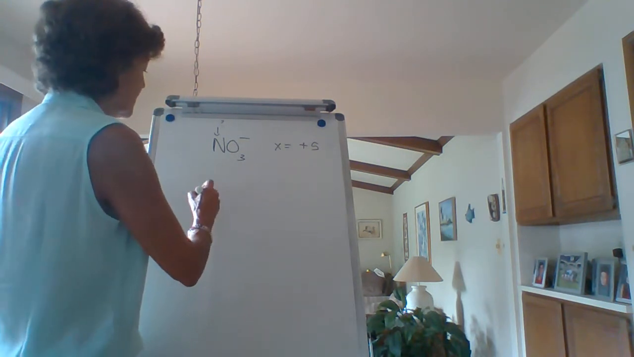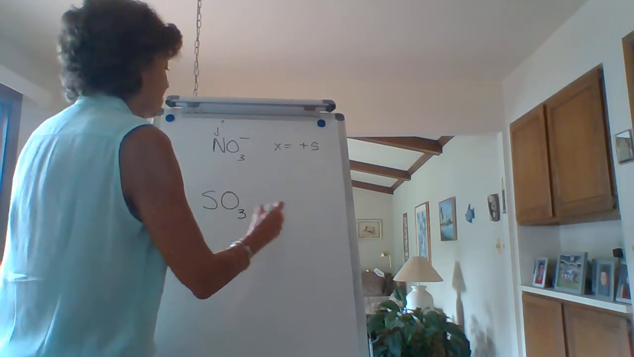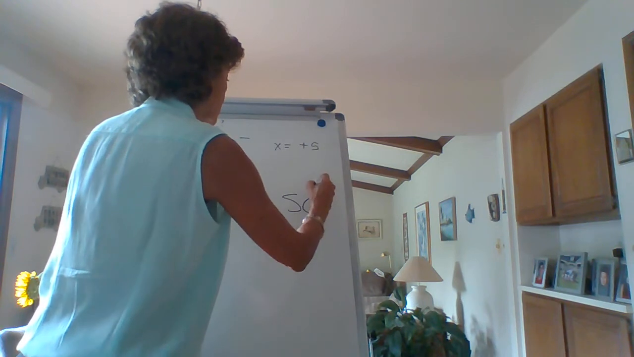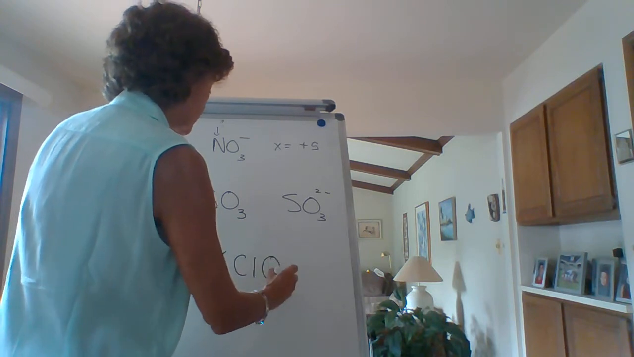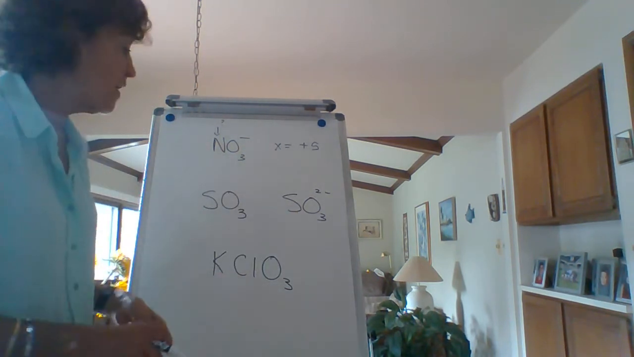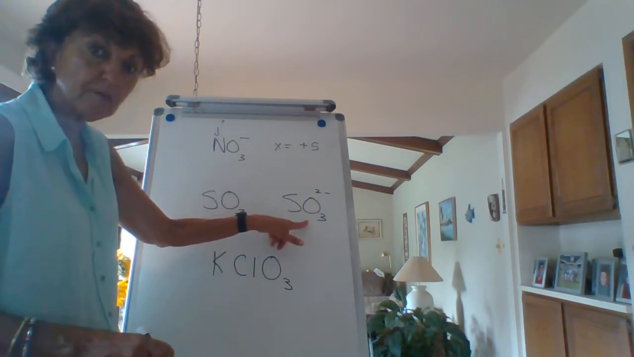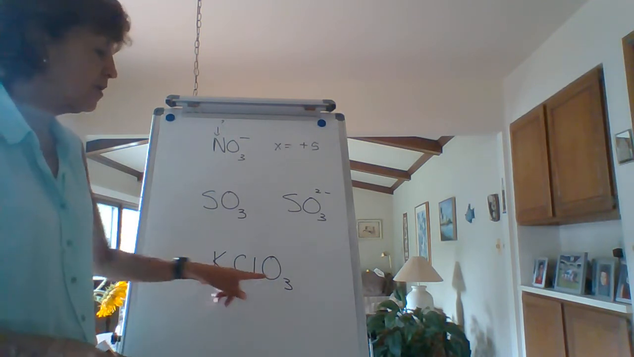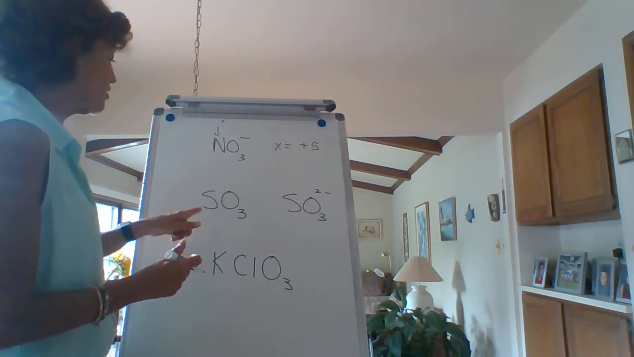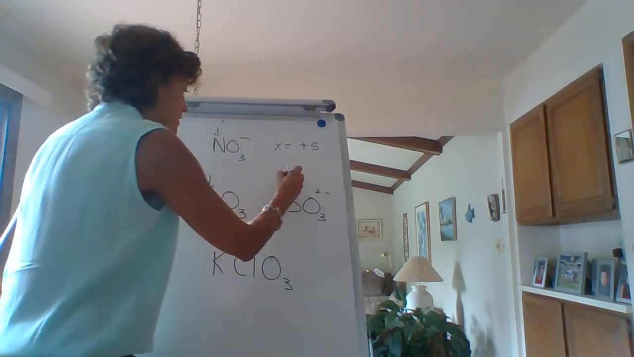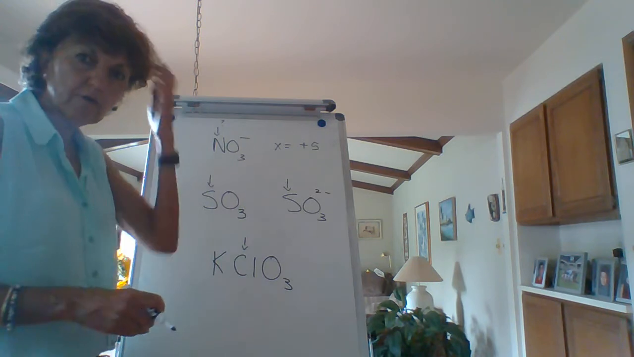Let's say I have this thing. Let's say I have this. And let's say I have this. And let's say I have, all right, so I have 3 things over here. I have sulfur trioxide, I have the sulfite polyatomic ion, and I have potassium chlorate. All right, so I want to know the oxidation number of this sulfur, and this chlorine. The others I should know already.